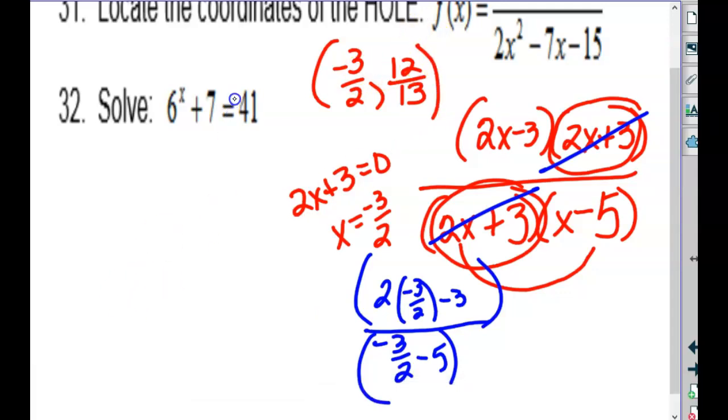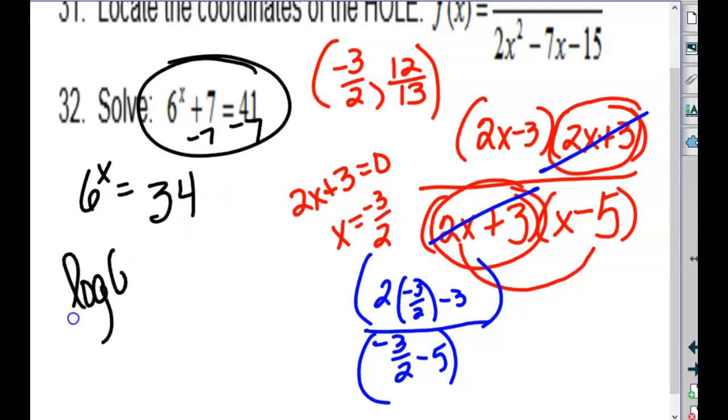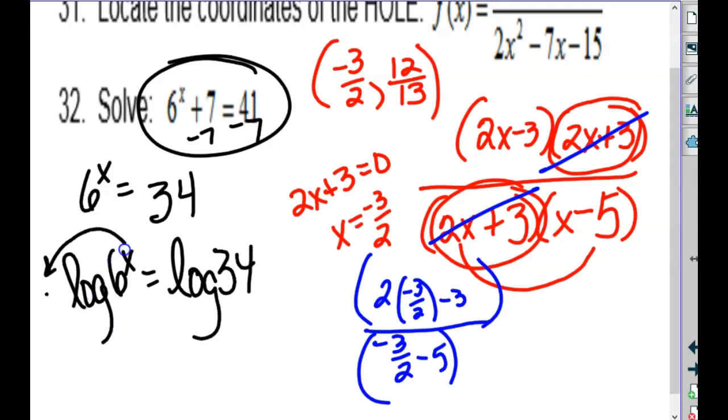All right, this little question over here has x in the exponent, so I'm going to have to take the log of both sides. So first, I'm going to subtract 7, which I think is 34. And then you take the log of both sides. Bring the x out in front. And then you're going to divide by the log of 6.